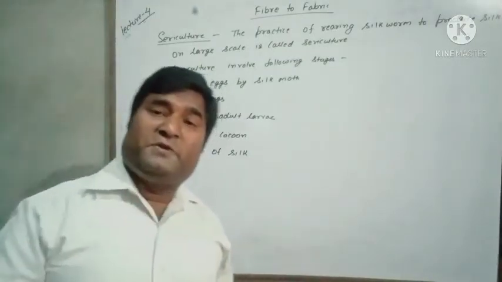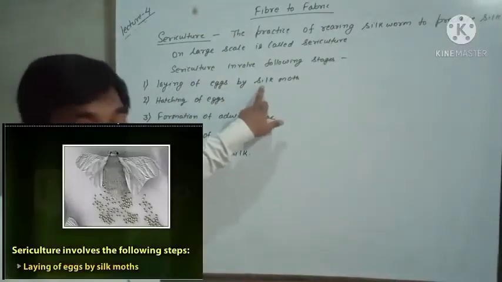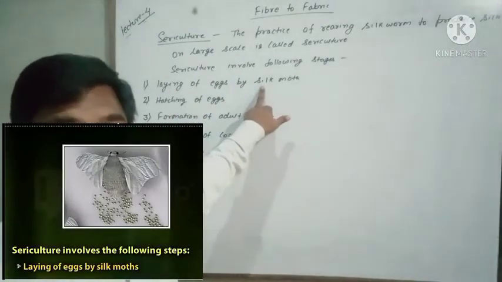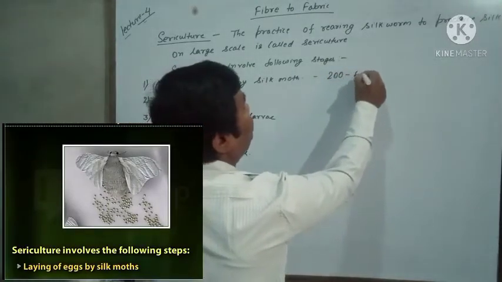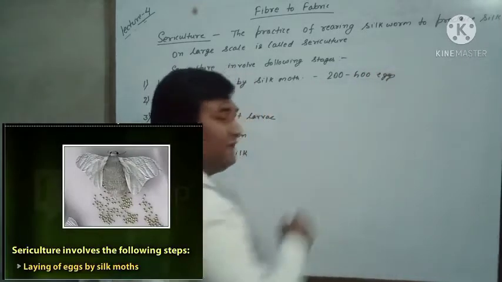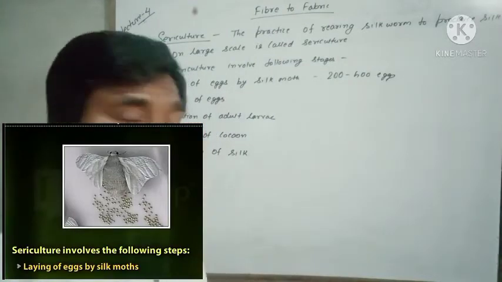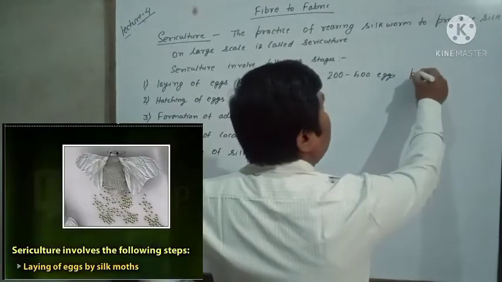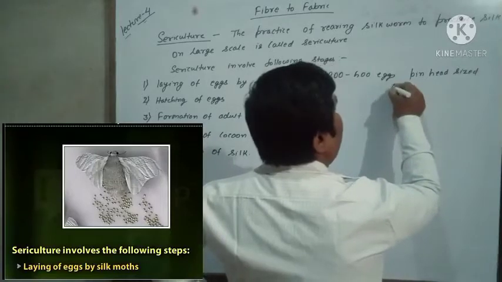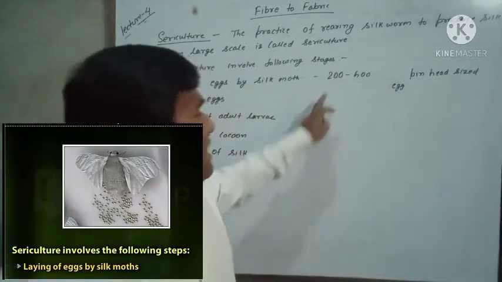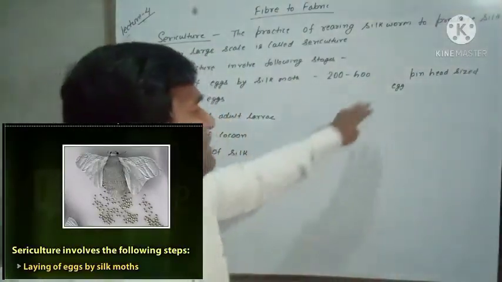First I will explain you, then I will write whatever I have to write. Laying of eggs. The adult moth lays 200 to 500 pinhead sized eggs.